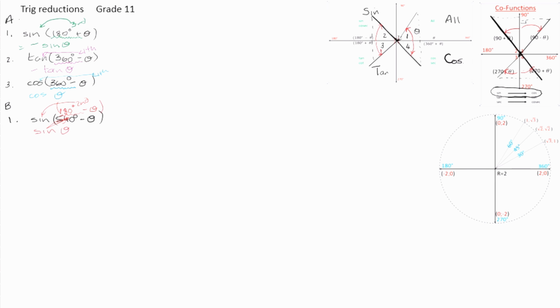So we have broken it down from a revolution. By throwing away a revolution, we landed in the second, and then once we landed in the second, we had to go to the first quadrant.